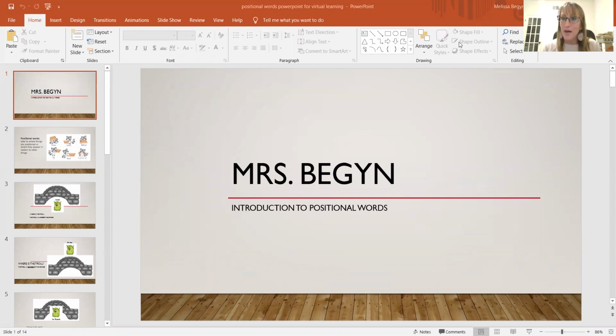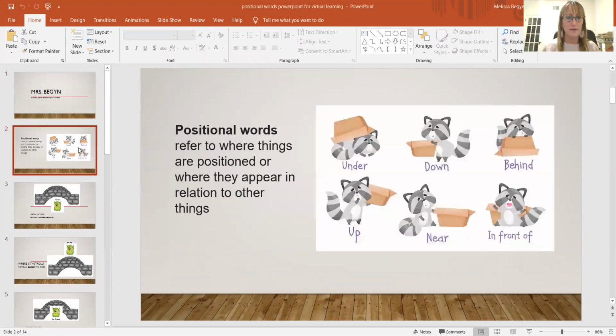We are going to do another Zoom recorded lesson using this PowerPoint I created. This PowerPoint is an introduction to positional words. I know that's a hard word for you to understand, but it derives from the word position. Positional words refer to where things are positioned or where they appear in relation to other things.